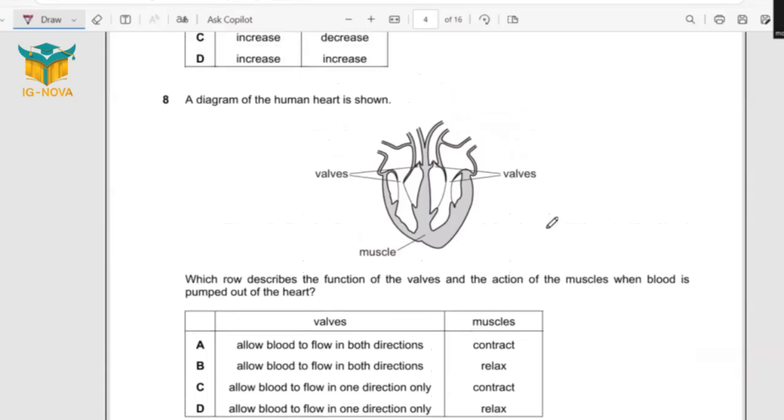well. Valves. Two semilunar valves and two atrioventricular valves are shown. Which row describes the function of the valves? Valves prevent backflow, or allow flow in only one direction. And the action of muscles when the blood is pumped out of the heart: definitely the muscles labeled in the diagram, the ventricles, contract. So C.